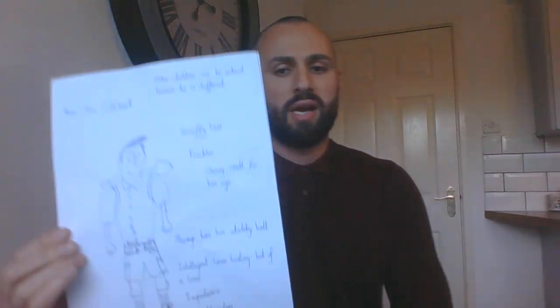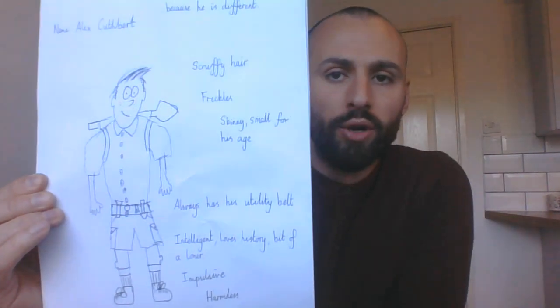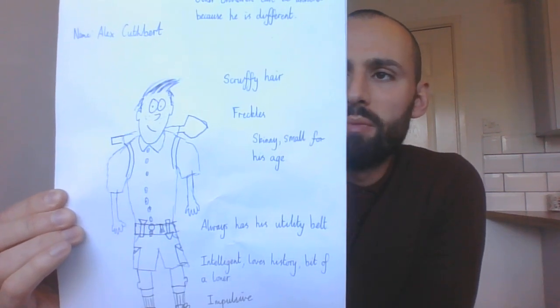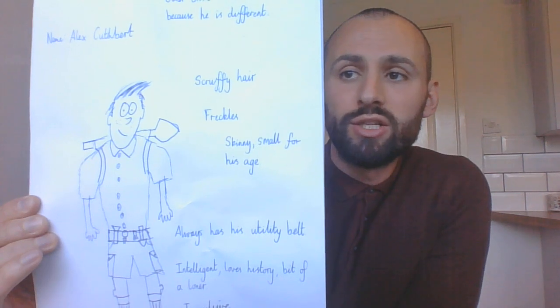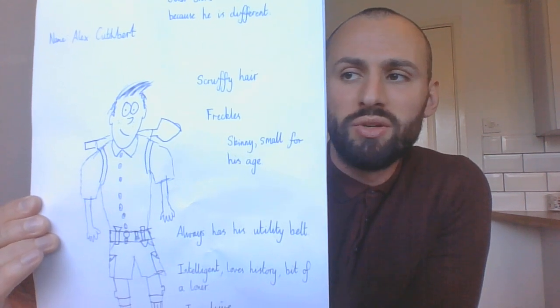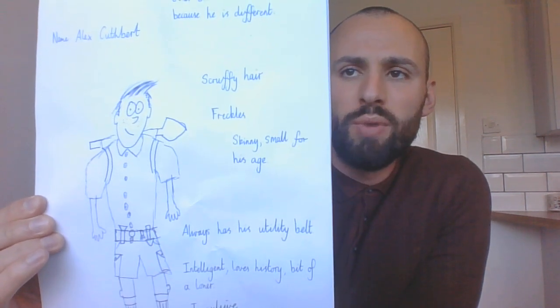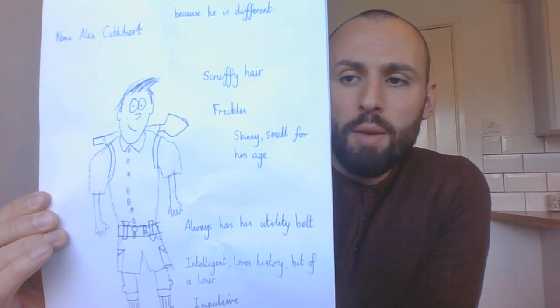I've done it by drawing on characters from different programs and films such as Casper, the original Jumanji, and a cartoon that used to be on when I was your age called The Wild Thornberrys. And what I've come up with is this character here called Alex Cuthbert. And round the outside I've described his appearance. He's got scruffy hair, freckles, he's skinny, small for his age, and always has his utility belt with him. He's not particularly bothered about his appearance.